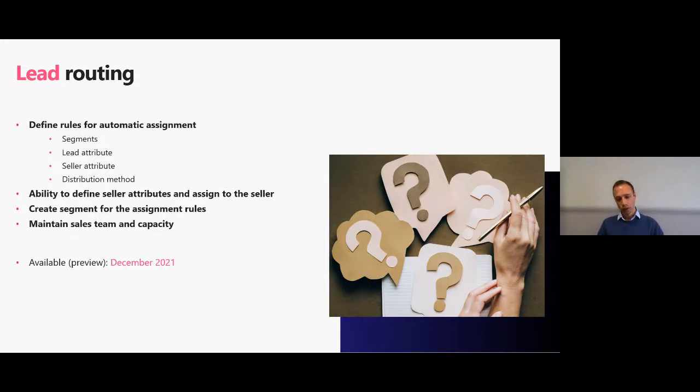So you make sure that the distribution of leads is kind of even. And of course, one thing that is also a nice feature is that you can actually check how many leads the salesperson actually has, so you don't overload them, and you take that into account while assigning leads. This functionality will come as a preview in December 2021, and we do not have a general release date right now.